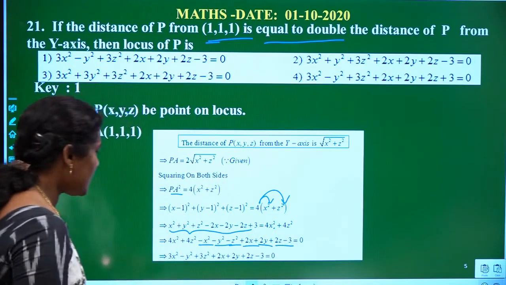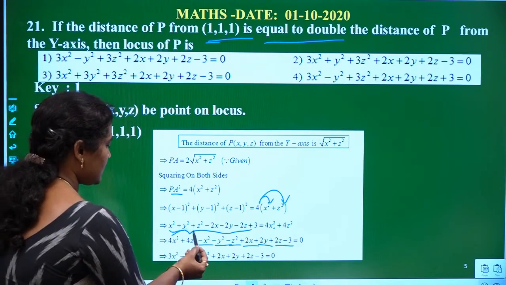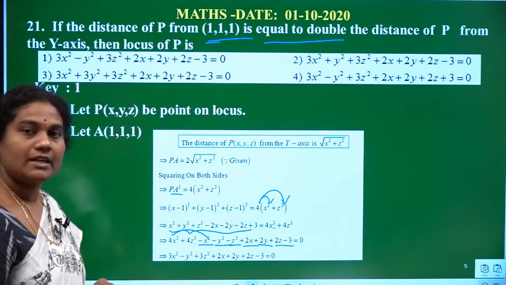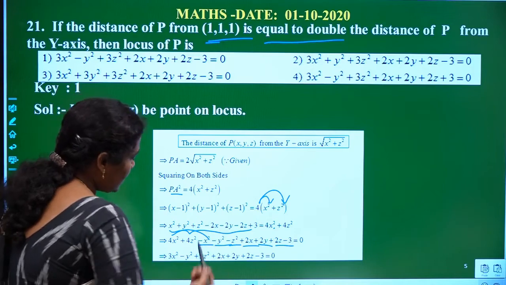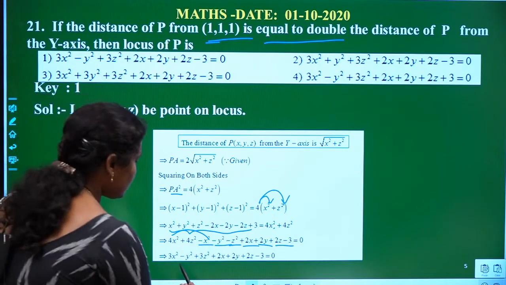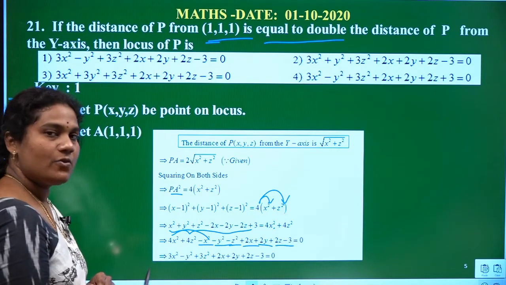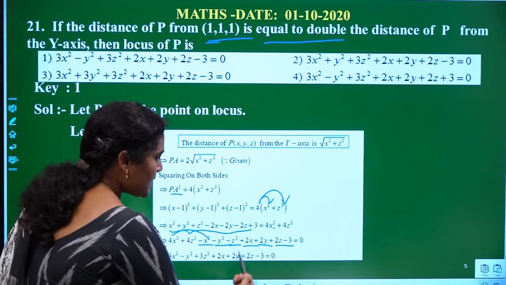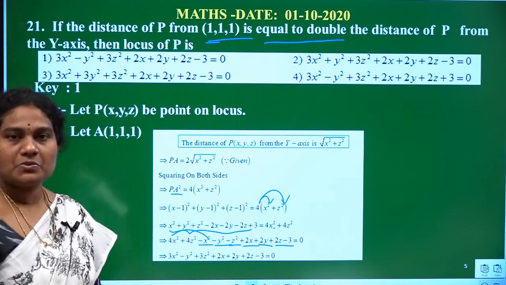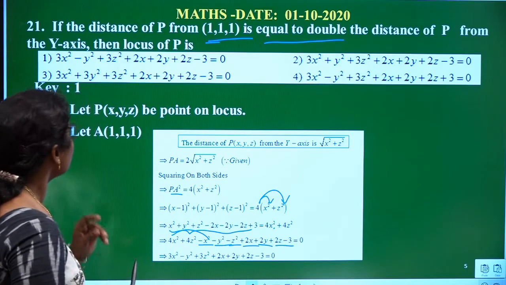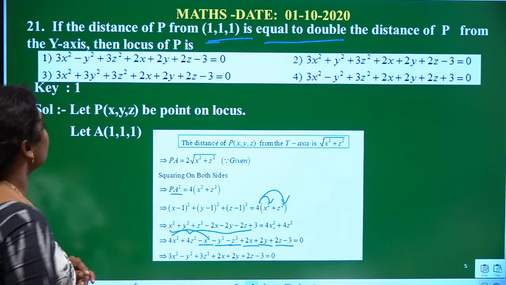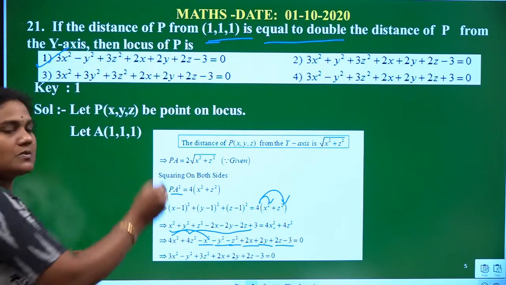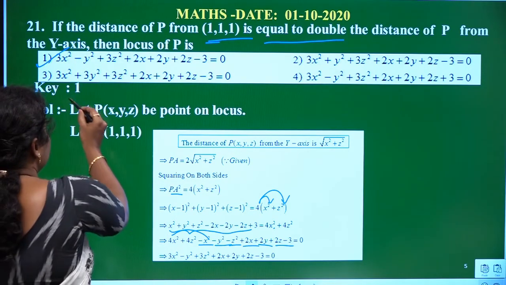Now, 4x square minus x square, 3x square. Next only one y square term is there, so we have to write minus y square. Next, 4z square minus z square is there, so 3z square. Next, 2x plus 2y plus 2z minus 3 is equals to 0. So, if we go for the given options, the first option is the correct one, so we have to go with key 1.